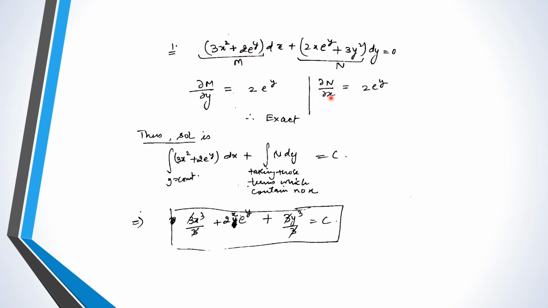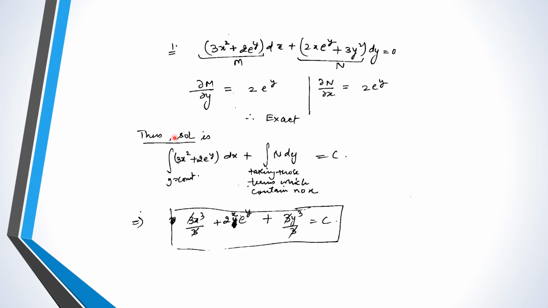Similarly over here, the partial derivative of N with respect to x means take its derivative with respect to x. So this is 2 into e to the power y, which is constant, and the derivative of x is 1, plus the other term's derivative is 0. So you have 2 into e to the power y. So both these are the same, therefore your equation is exact. Now since your equation is exact, the solution will be the integration of M with respect to x treating y to be constant plus the integration of N with respect to y taking those terms which contain no x equals c.